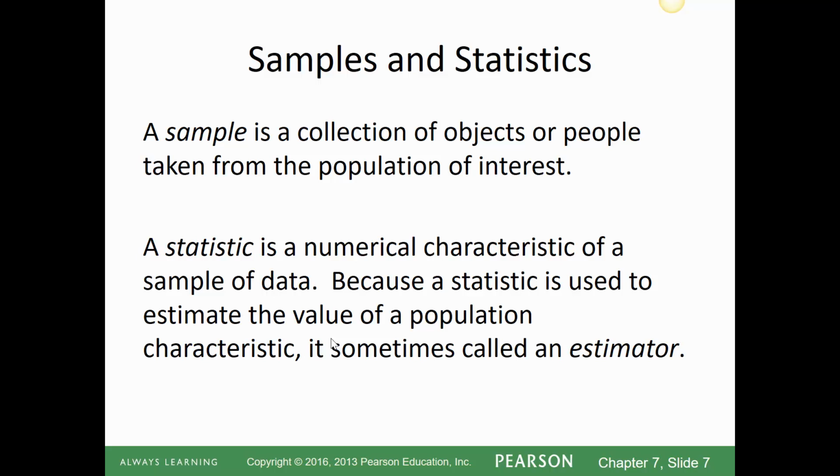A statistic is a numerical characteristic of a sample of data. So notice the S's go together here. A statistic is a numerical characteristic of a sample, where a parameter is a numerical characteristic of a population. So P and P, S and S. Because a statistic is used to estimate the value of a population characteristic, we often also call this an estimator. We're using it to estimate where the population stands.